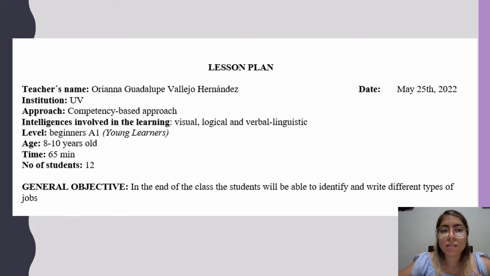The type of intelligences involved in the learning in this lesson plan is visual, logical, and verbal linguistic. The level is beginners, specifically A1, young learners, and the age is between 8 and 10 years old. The time of the class is around 60 or 65 minutes. The number of students is 12, and the general objective is that at the end of the class, the students will understand and identify some types of profession and jobs.